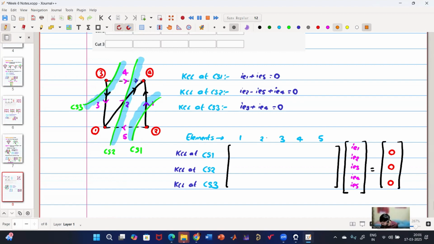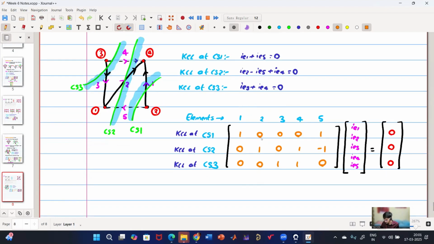1 0 0 0 1. 1 0 0 0 1, very good. And the other one? 0 1 0 1 minus 1. The last one? 1 0 1 1 0. No, 0 0 1 1 0, right? IE3 and IE4, right? Clear, everyone? We should get an identity matrix. So if you make a mistake, then you will not get it. So that is a sign.